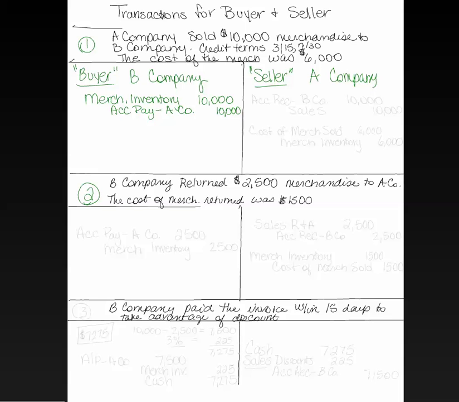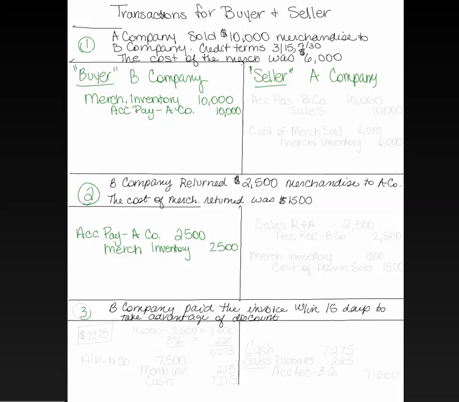Then, in part 2, B company, that's us, the buyer, returned $2,500 worth of merchandise to A company. The cost of the merchandise returned is not our business because we're the buyer. So what we're going to do is the journal entry to record the return. So we'll debit accounts payable, because now we've returned some of this, so we owe them less. So we'll debit that for the amount of the return, $2,500, and we'll credit merchandise inventory because it's no longer in our inventory. We have returned it for $2,500.